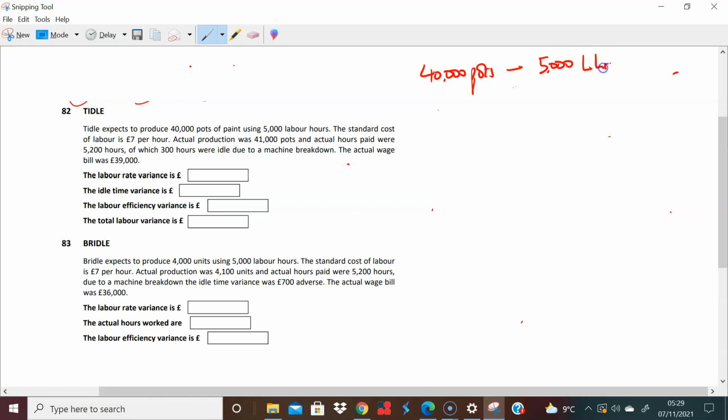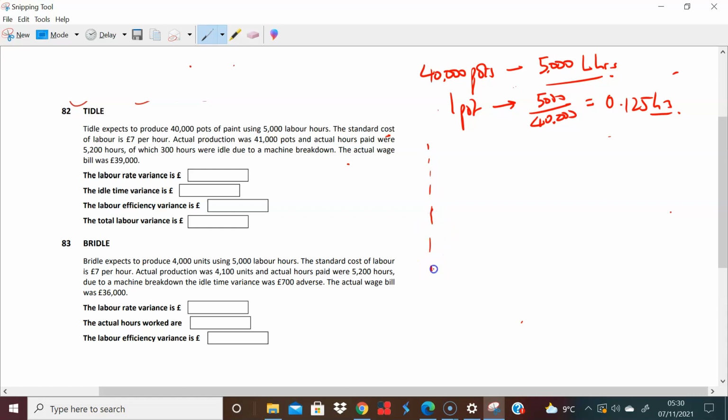So the reason why this matters is that we need to know how many labor hours we need to make a pot. So one pot, therefore, must be 5,000 over 40,000 pots, which comes to 5,000 divided by 40,000, which comes to 0.125 hours. So 0.125 hours is our standard time to make a pot. And we're told very helpfully that the standard cost of labor is £7 an hour. Remember, we're talking about inputs here.